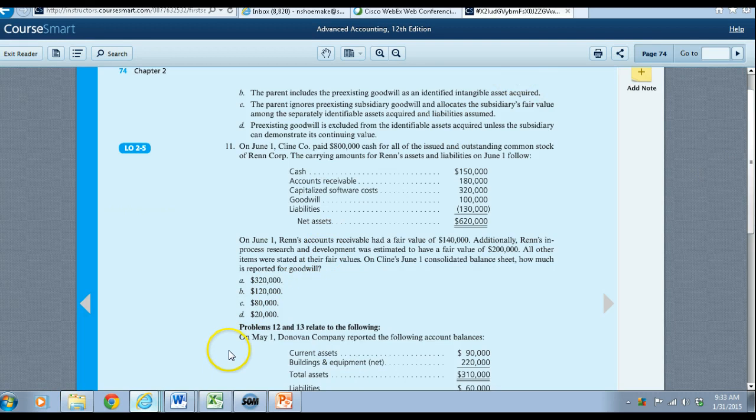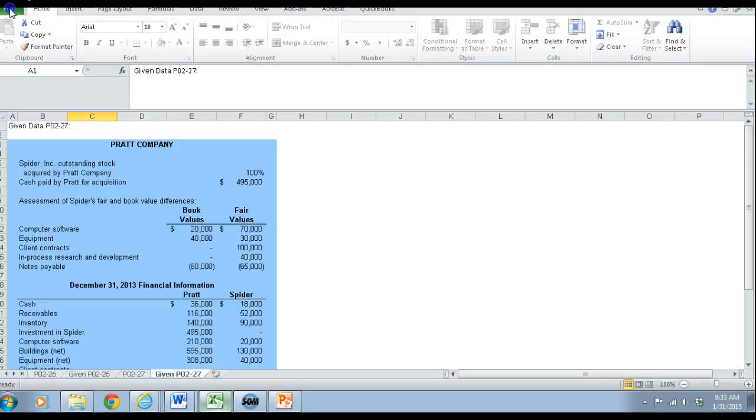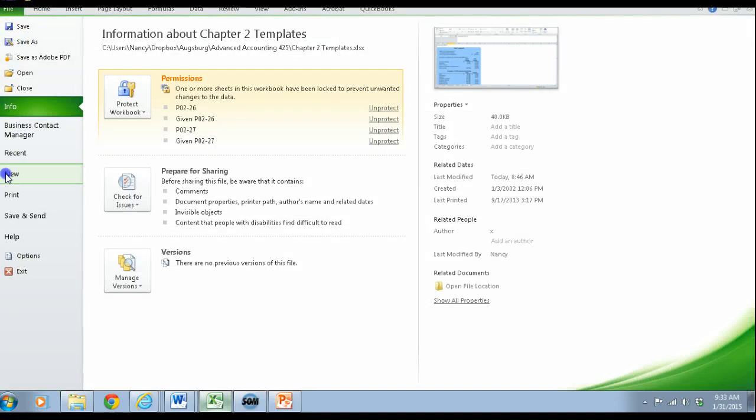So what we'll do here is take the cash of 150, the accounts receivable at the true fair value of 140, the software of 320, and the research and development of 200,000. The liabilities are minus 130, and we'll come up with the net assets, and then determine the difference going to goodwill. So let me show you how we're going to do this.